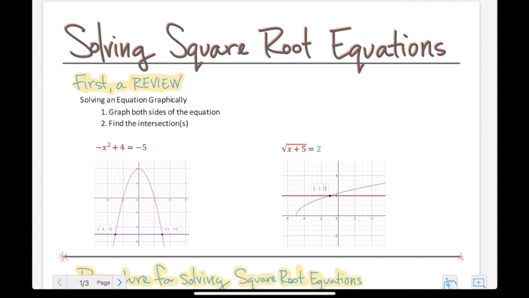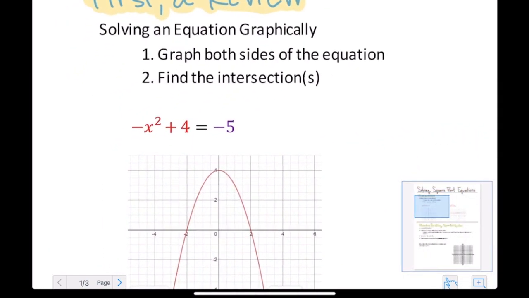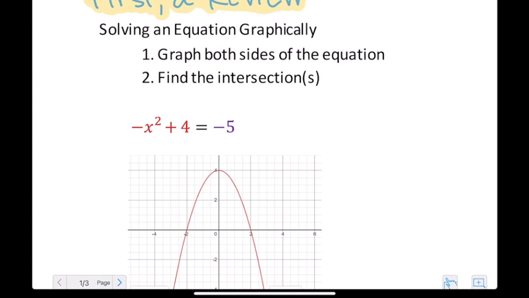All right, so today we're going to talk about solving square root equations. And before we get into that, we're just going to review really quickly how to solve any sort of equation using graphing. So we've done this in previous units. So remember, if you're solving an equation graphically, you're going to graph both sides of the equation.